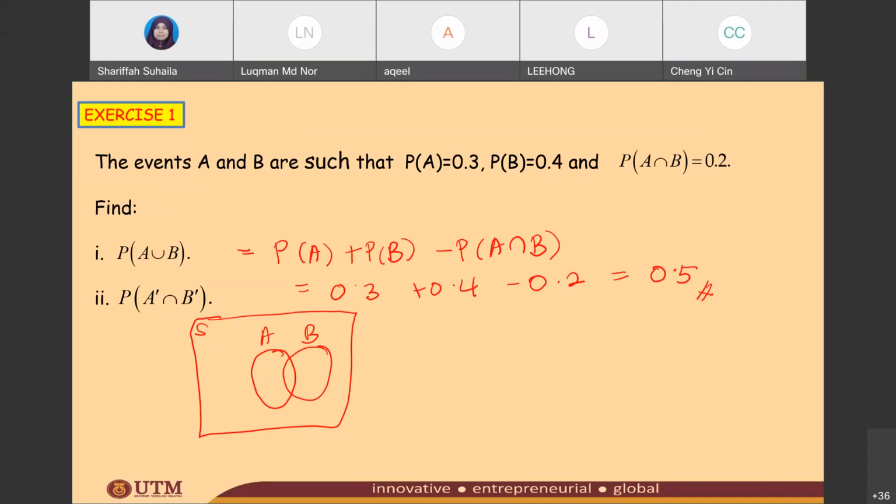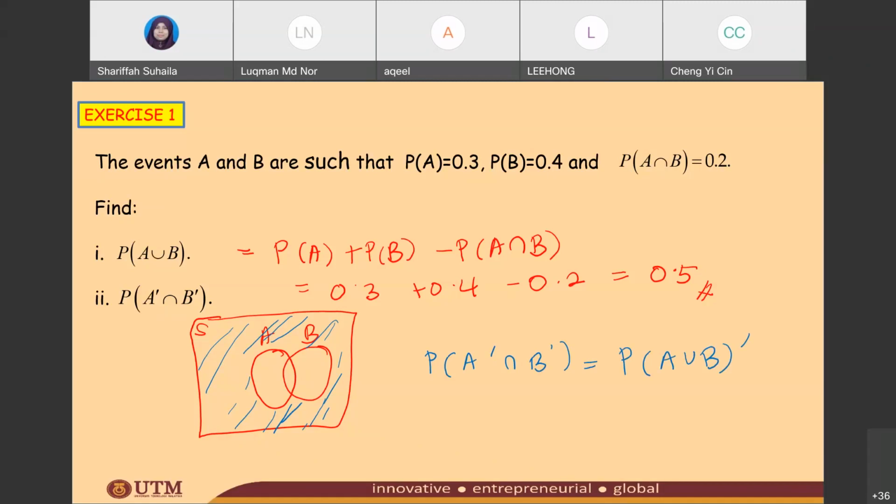Okay, A prime. So yang tinggal apa? Yang kat luar tu kan? Betul tak? Okay, A prime here dengan kat luar. B prime here dengan kat luar. So yang dia intersect ini je. Okay, shaded area lah, probability of A prime intersect with B prime. Sama tak kalau saya tulis probability A union B prime?